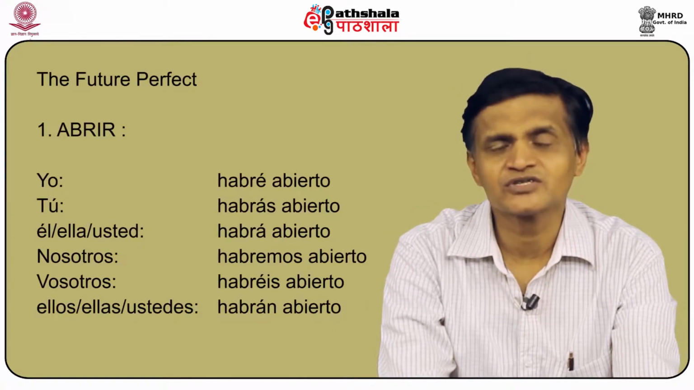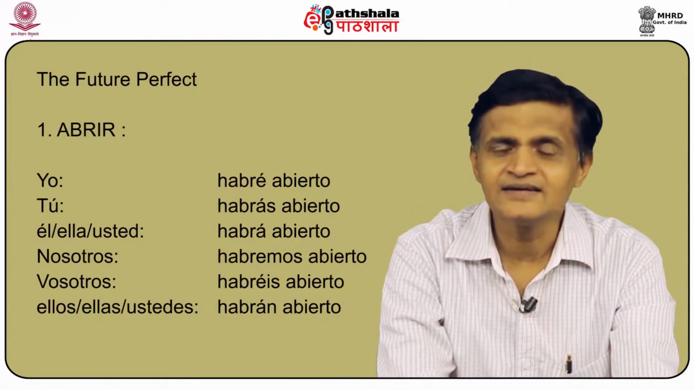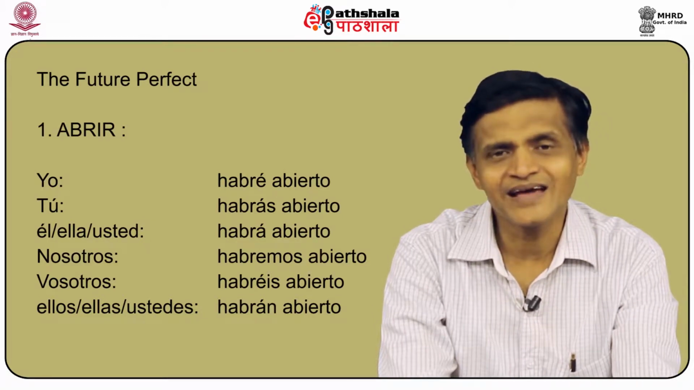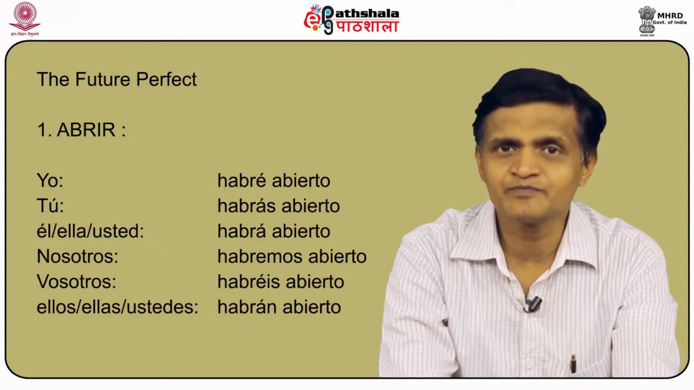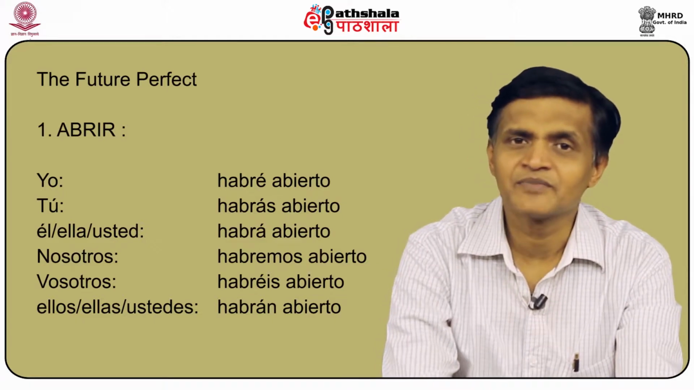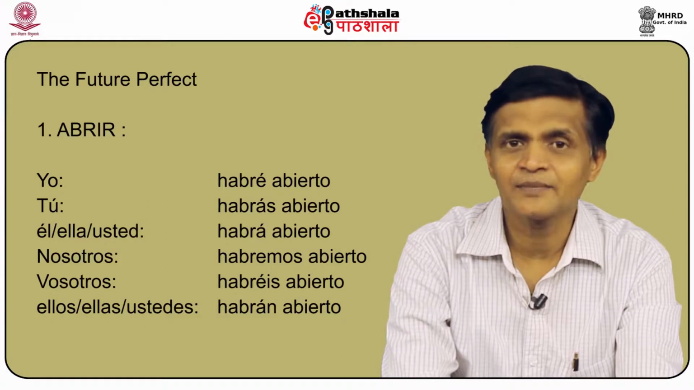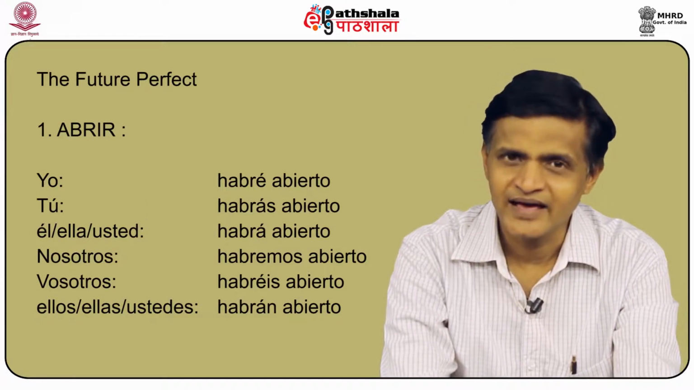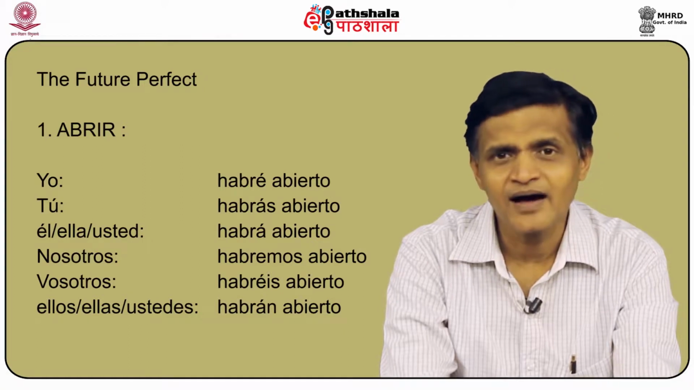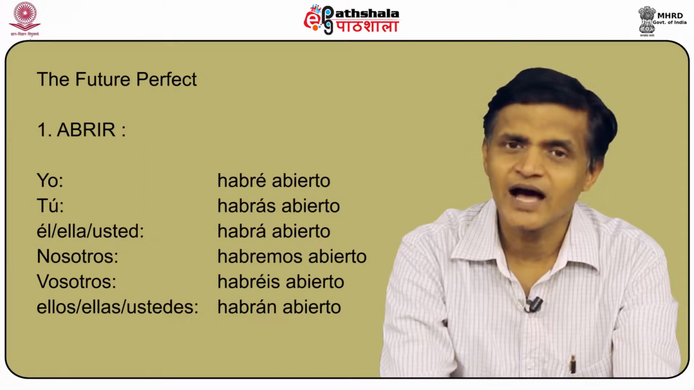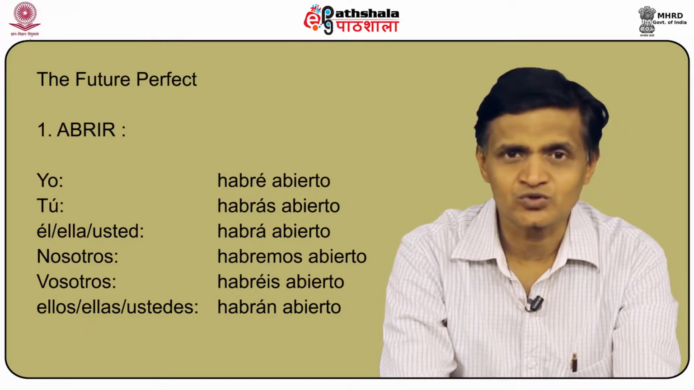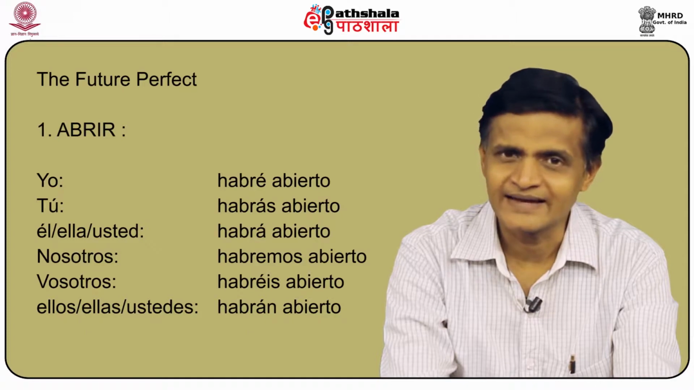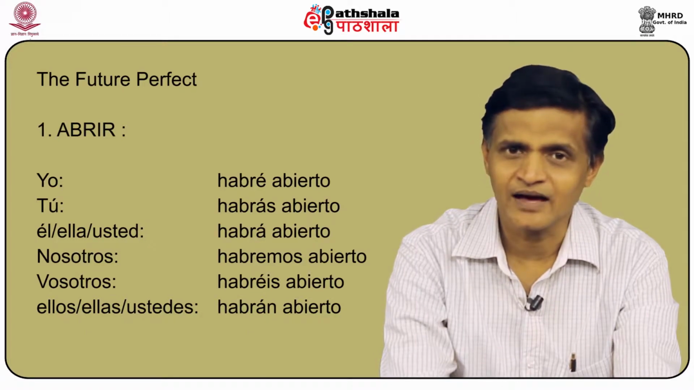Now let us talk about the future perfect and take a verb like abrir. Abrir is an IR ending verb and the future perfect of abrir becomes yo habré abierto, tú habrás abierto, él, ella, usted habrá abierto, nosotros habremos abierto, vosotros habréis abierto, and ellos, ellas, ustedes habrán abierto.